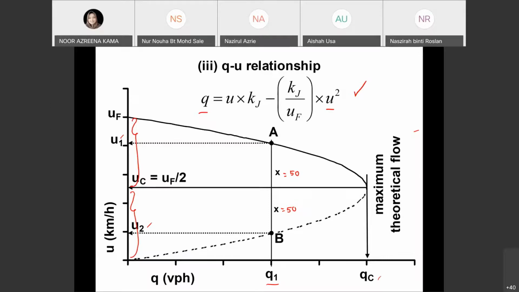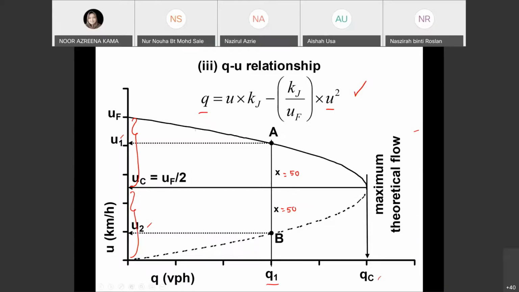Boleh. Okay, kita tengok dia punya relationship. Yang ni dia dah kompleks sikit, tapi hopefully awak boleh bayangkan. Okay, Y axis is speed, X axis is flow, vehicle per hour. When you move to the right, that means the flow increase. When the flow increase, speed will reduce.